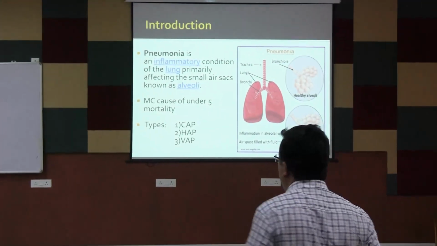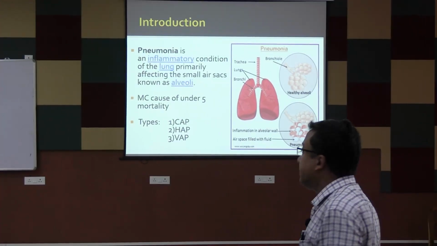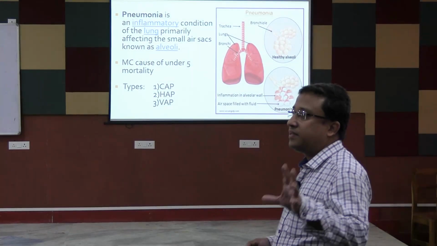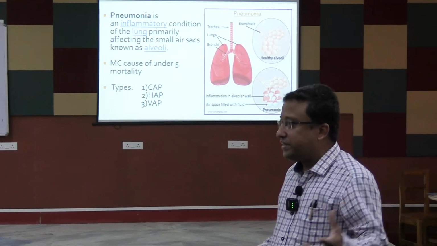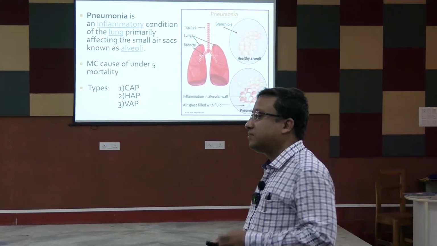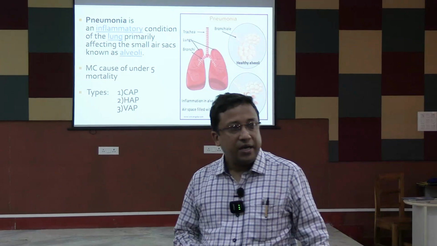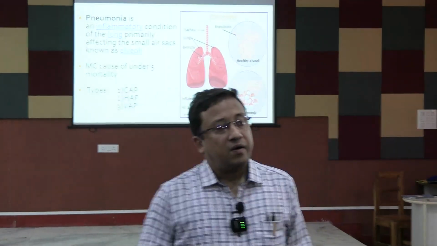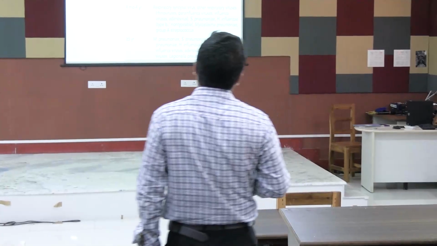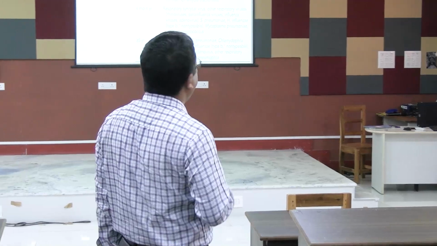There are 3 types of pneumonia. That is community acquired pneumonia, where the pneumonia is developing in the community. Then hospital acquired pneumonia, when the pneumonia is occurring after 48 hours of hospitalization. And ventilator associated pneumonia, that is when the child is developing pneumonia after 48 hours of intubation. Okay. So what is the etiology of pneumonia?